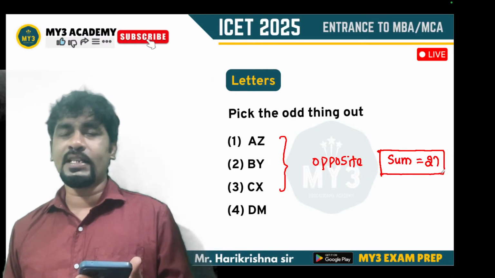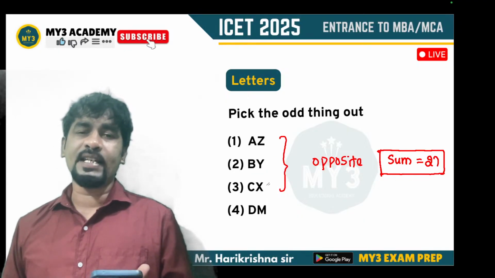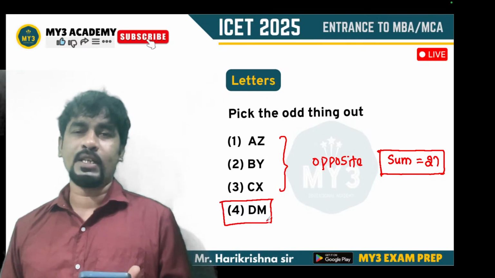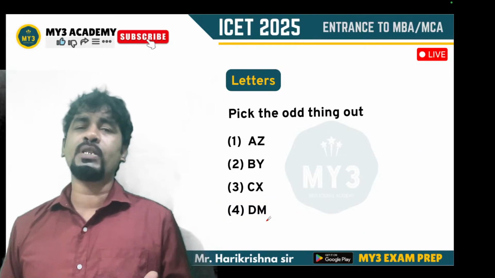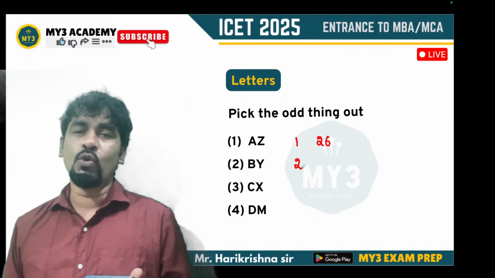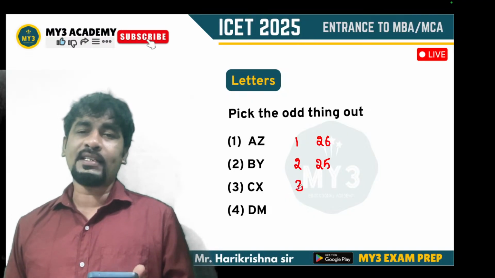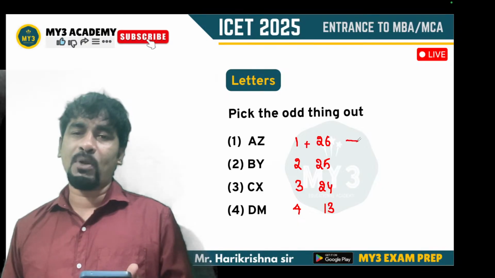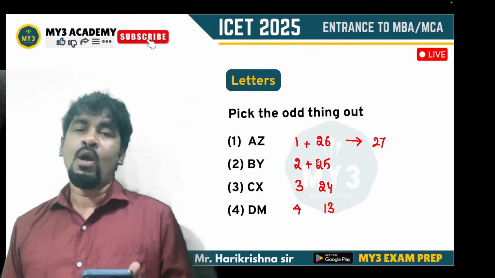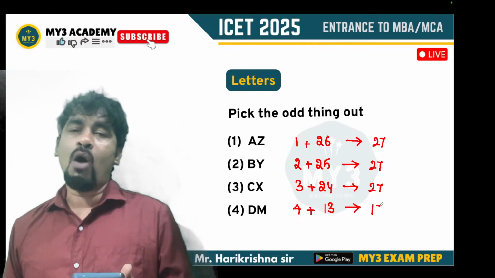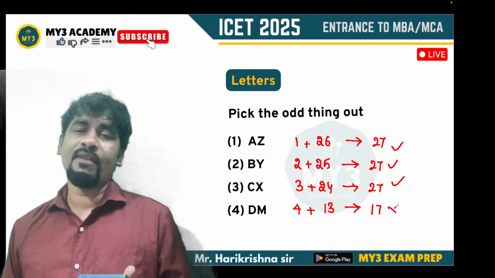We very well know this point. So the question is based on this itself. So AZ, BY, CX. So what is the odd man out? Odd man out is going to be DM. So these are not opposite. If you don't know about opposite, you can also observe the letters' positions. A is 1, Z is 26, B is 2, Y is 25, C is 3, X is 24, D is 4, M is 13. So when you look at the sum of these alphabet positions, 1 plus 26 is 27, 2 plus 25 is 27, and 3 plus 24 is 27, and 4 plus 13 is going to be 17. So out of this, 27, 27, 27, but 17 is not possible.